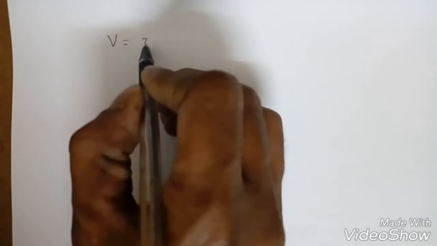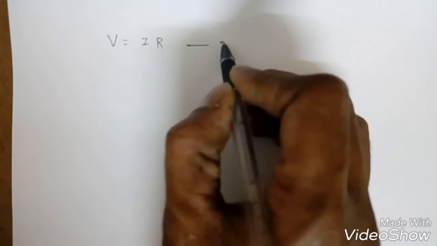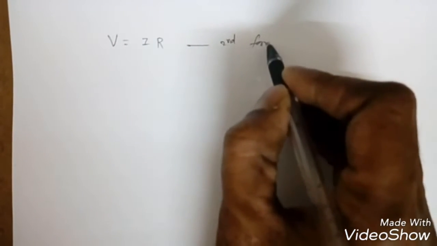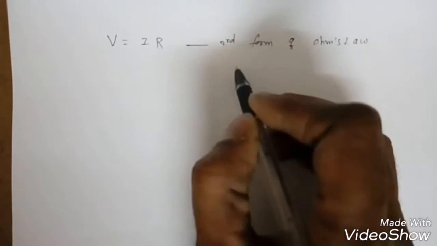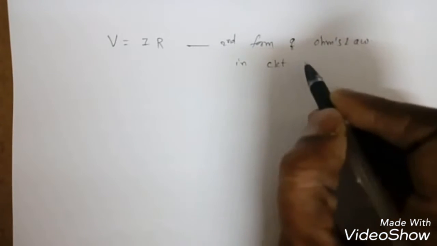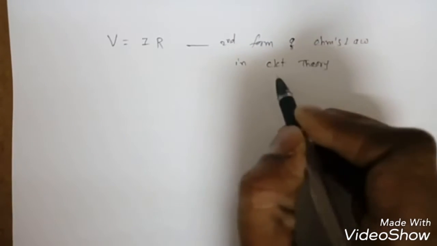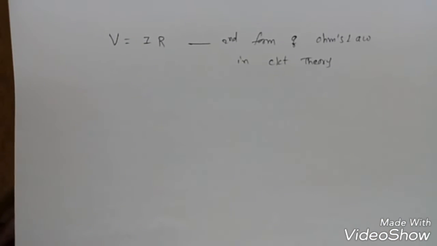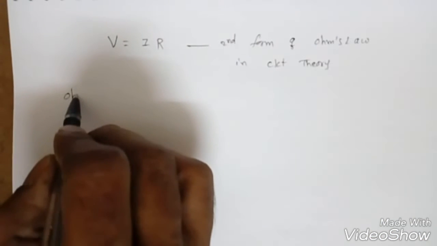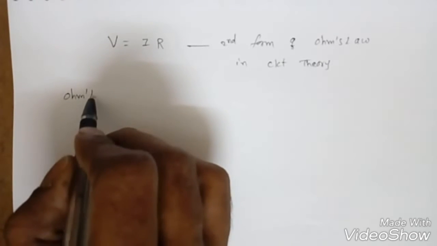Then I will write on the next page. So what is V? V is equal to I into R. This is the second form of Ohm's law in circuit theory, right? I will write the short form for circuit as CKT. Now if I define Ohm's law, so what is Ohm's law?